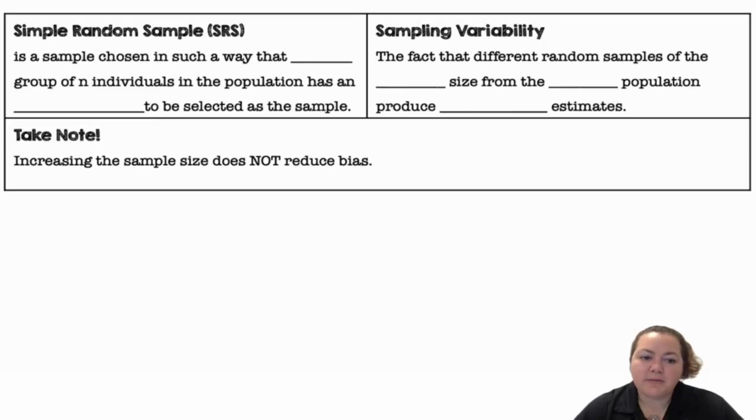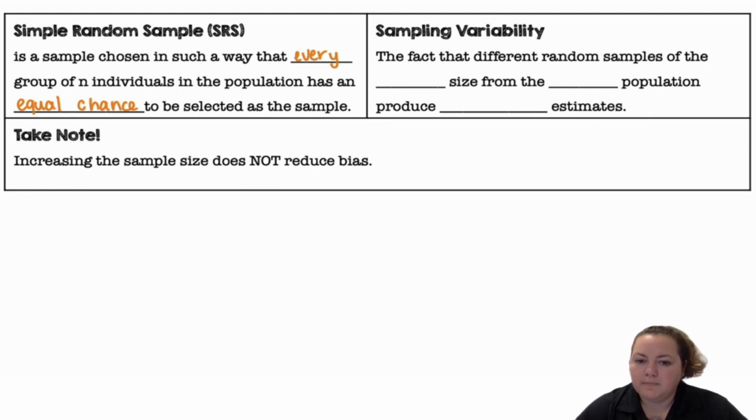All right, so a simple random sample, or abbreviated SRS, is a sample chosen in such a way that every group of n individuals in the population has an equal chance to be selected as the sample.